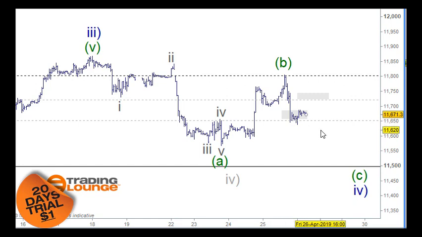So if this market drops down through here and makes another low, then I'll know that we're on the right track and we'll be coming down into this space here.